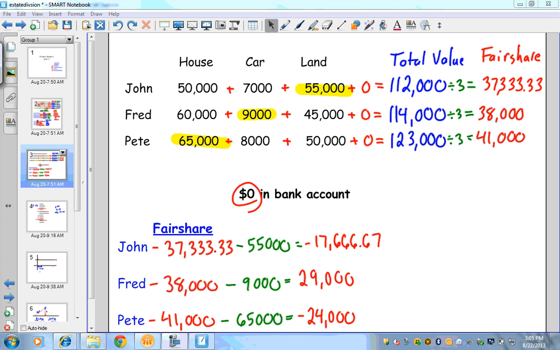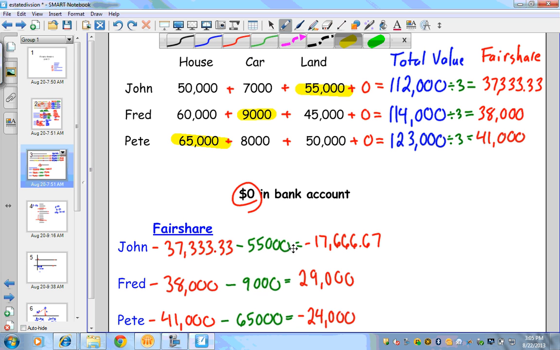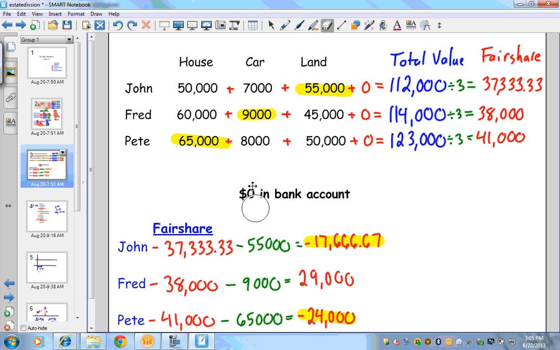Okay, so I went ahead and subtracted John, Fred, and Pete's winnings, or the item that they won, from their fair share. And if you notice, you're now dealing with a couple of negative numbers. Well, if you remember back to video 2, the second part of it, John is in the negative, and Pete is also in the negative, okay? Now remember that these numbers stand for the amount of money that they are going to get paid from the bank account.